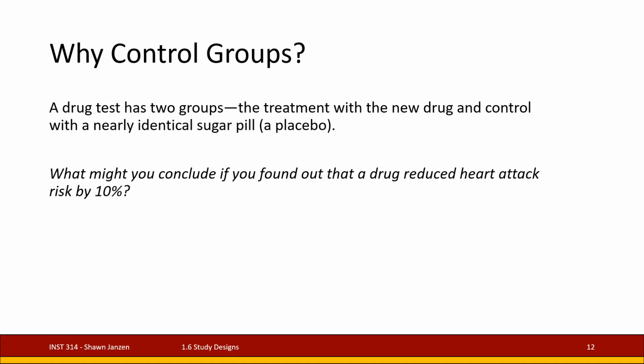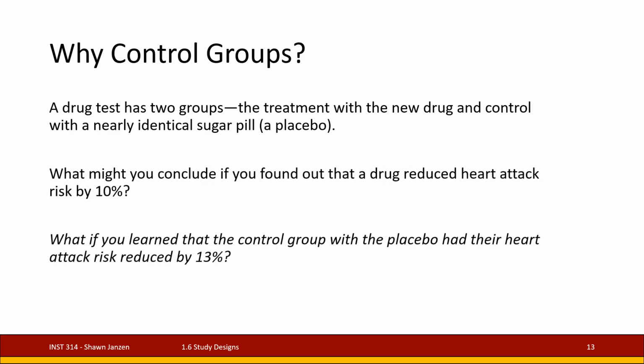So I asked the question, what might you conclude if you found out that a drug reduced heart attacks by 10%? Well, if we did not have a treatment group and a control group, we wouldn't be able to determine if that 10% was coming from which group or both groups or where it's at. So then what if I said that you learned that the control group with the placebo had their heart attacks reduced by 13%? Okay, well, now we have differences. We can say how much the control group or the treatment group went up or down, but now we're able to draw these distinctions with the treatment group.